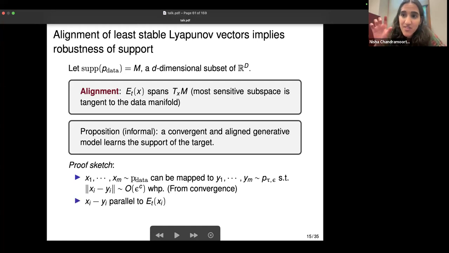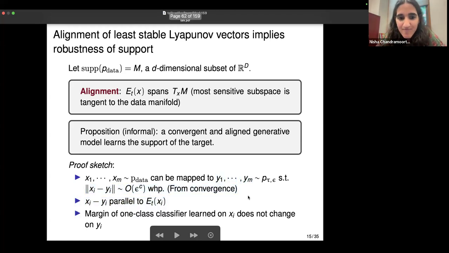Now the margin of that classifier will be the same as the margin of the classifier that is trained with y1 through m. If the classifier is trained with x1 through m and you get a classifier that generalizes, the margin of the classifier will not change if you train with y1 through m. That was the claim I was making.